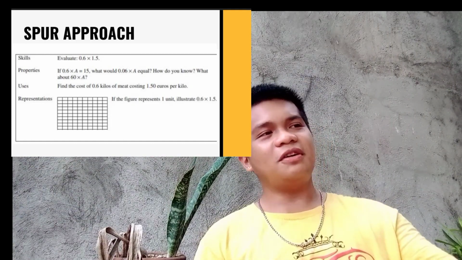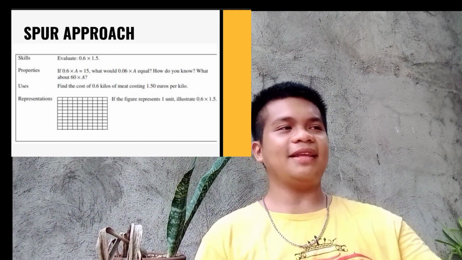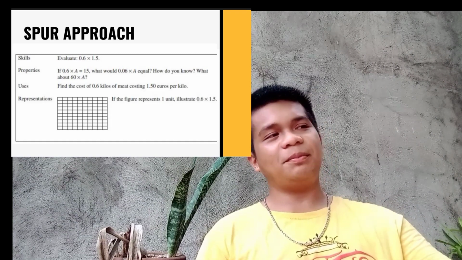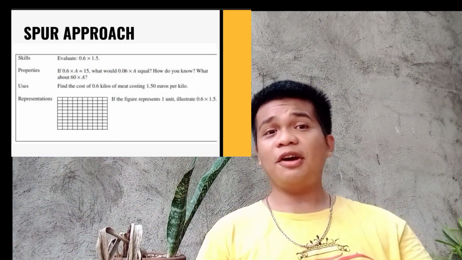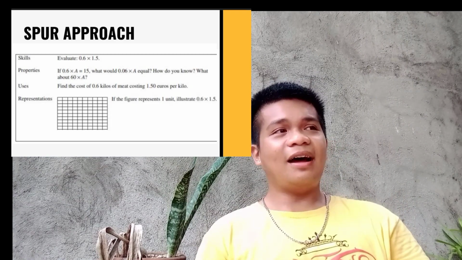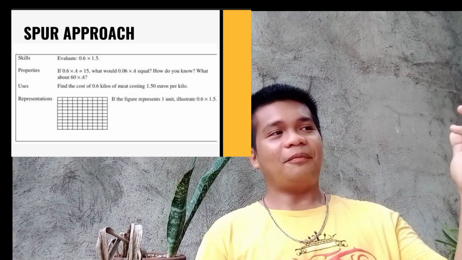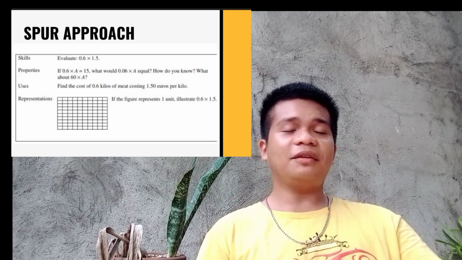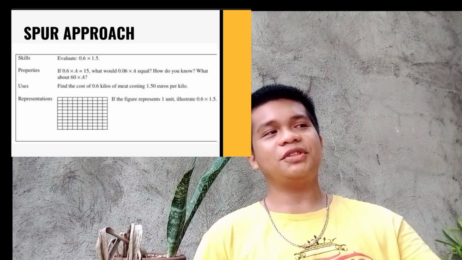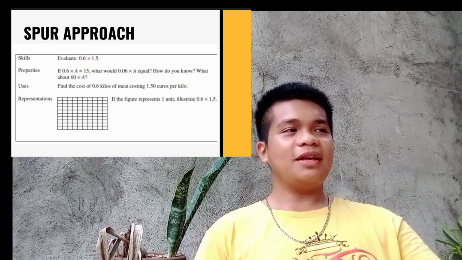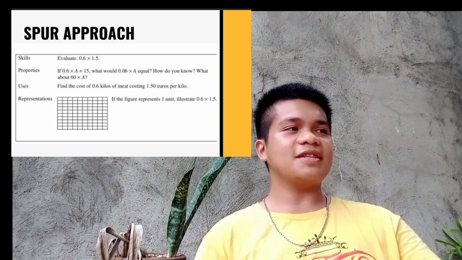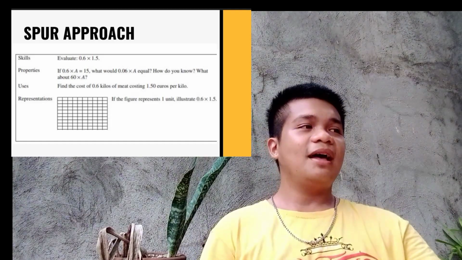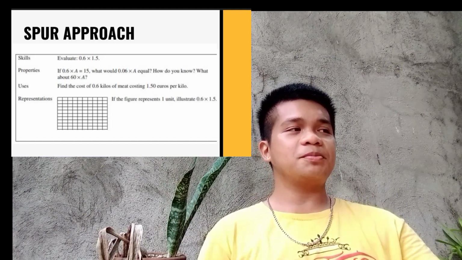But observe the properties, uses, and representations. What can you say from the properties? Critical thinking is developed in the child, and they can also use other properties. It is not just a multiplier here. So, in the uses, what can you observe? Let's read: find the cost of 0.6 kilos of meat costing 1.50 euros per kilo.